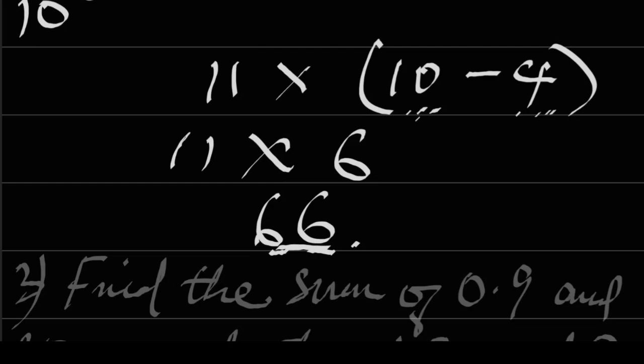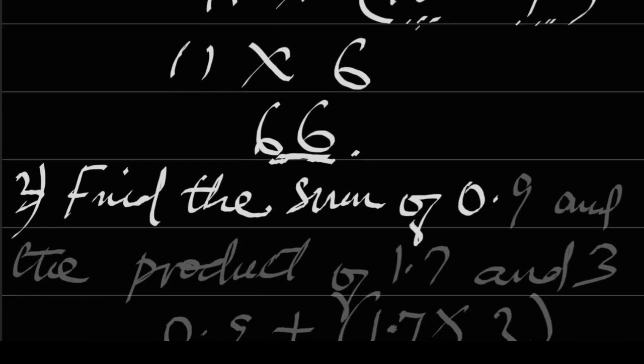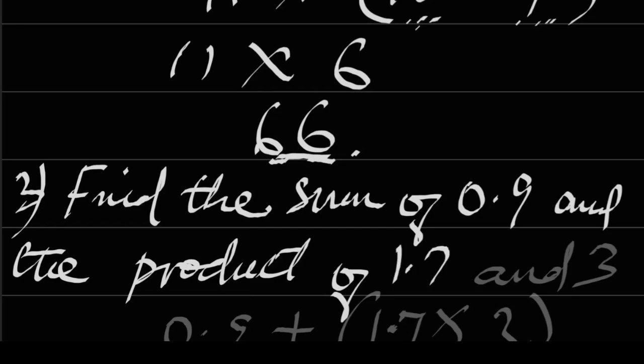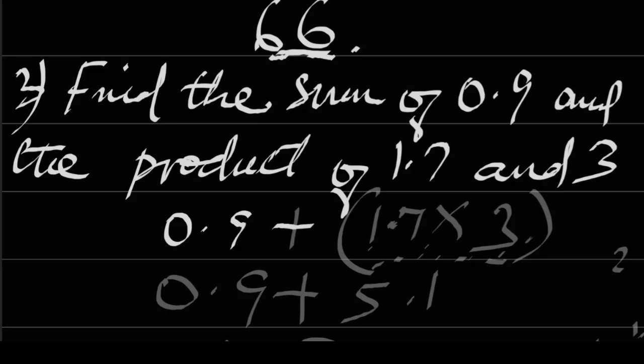Let's have another example. That will be example 3. Example 3 says find the sum of 0.9 and the product of 1.7 and 3. Okay, find the sum of 0.9 and the product of 1.7 and 3. Yes, this is the expression here.